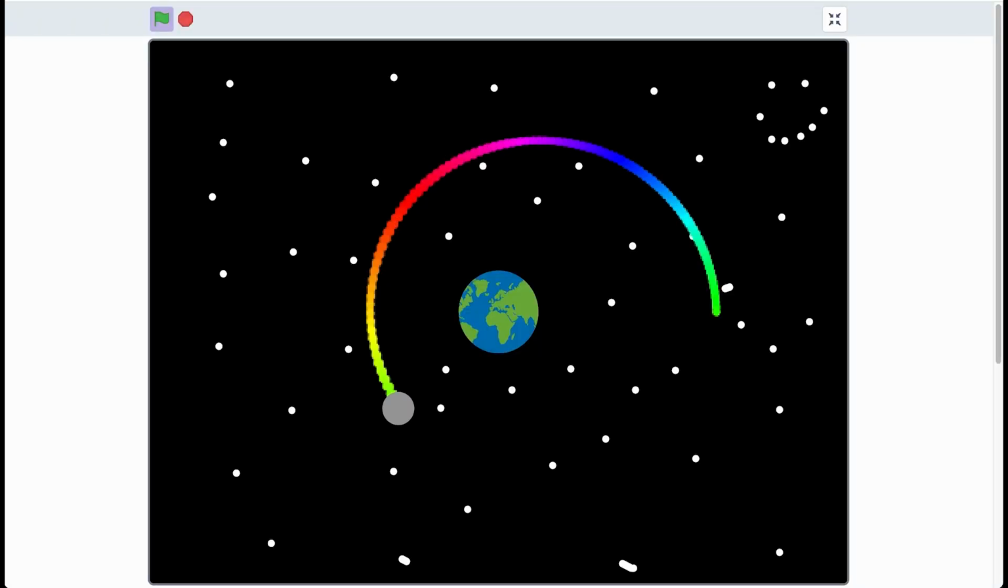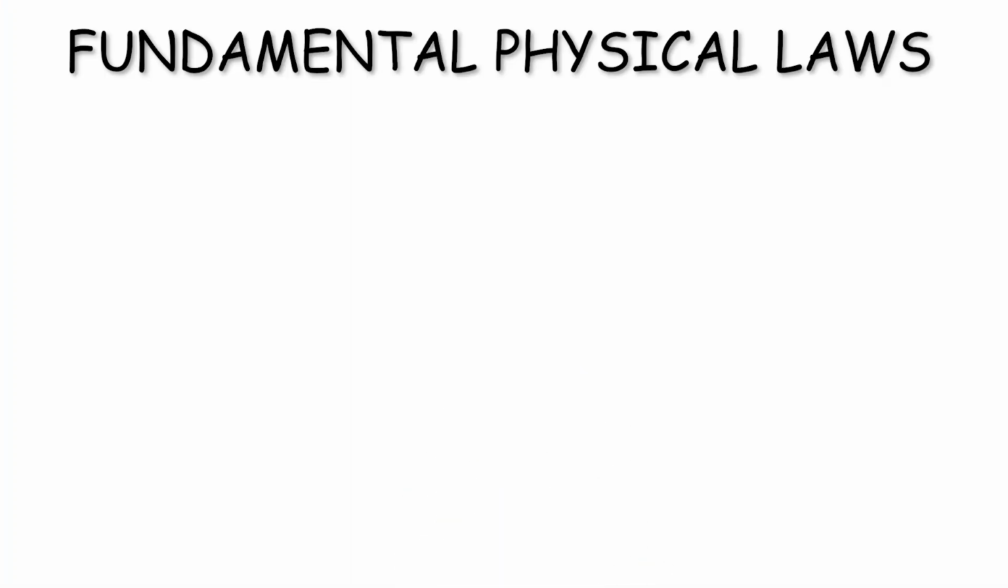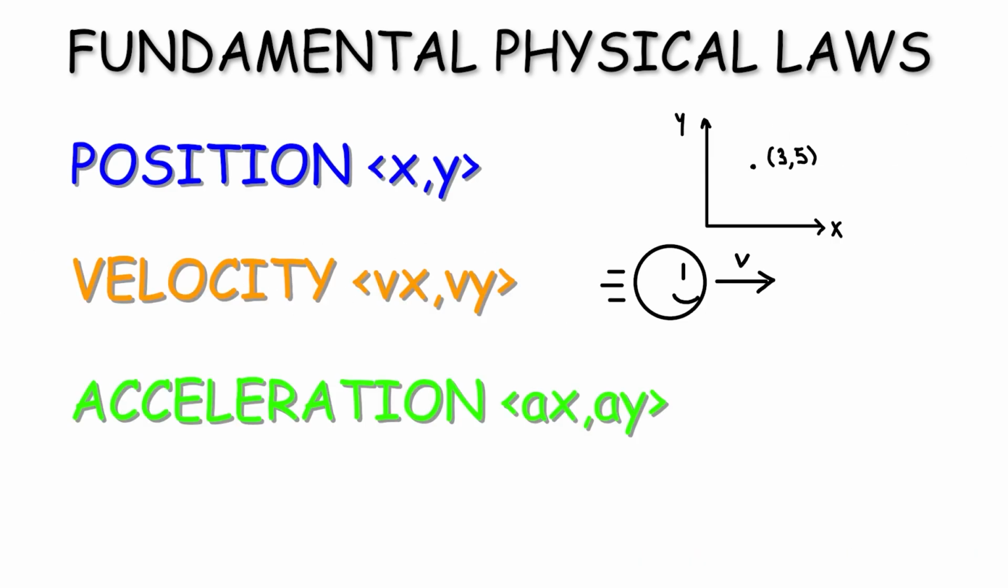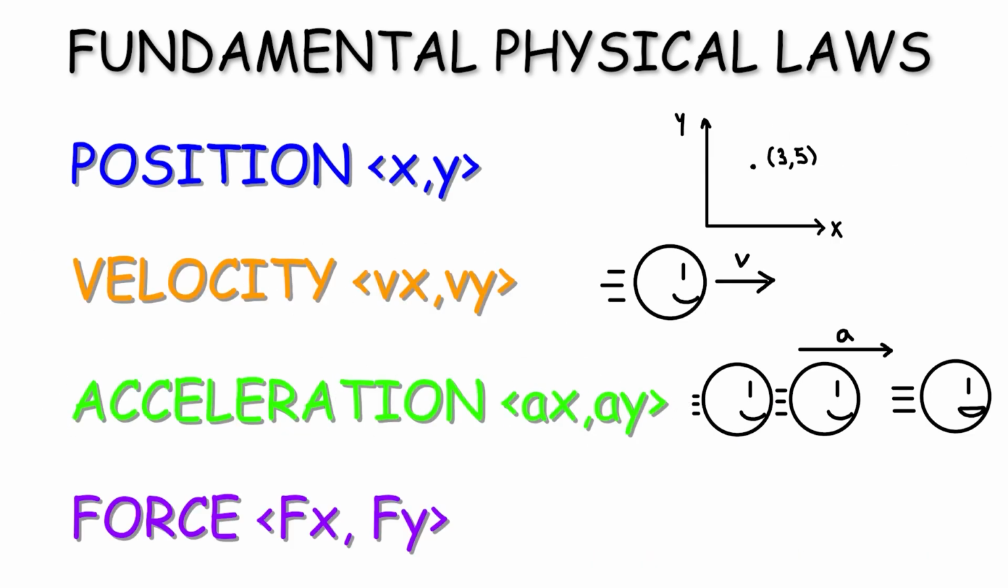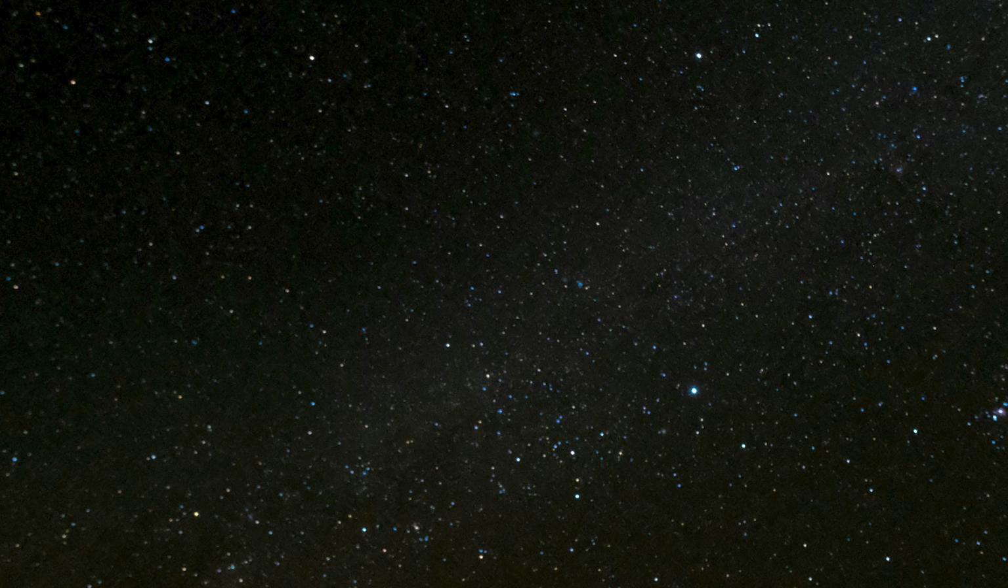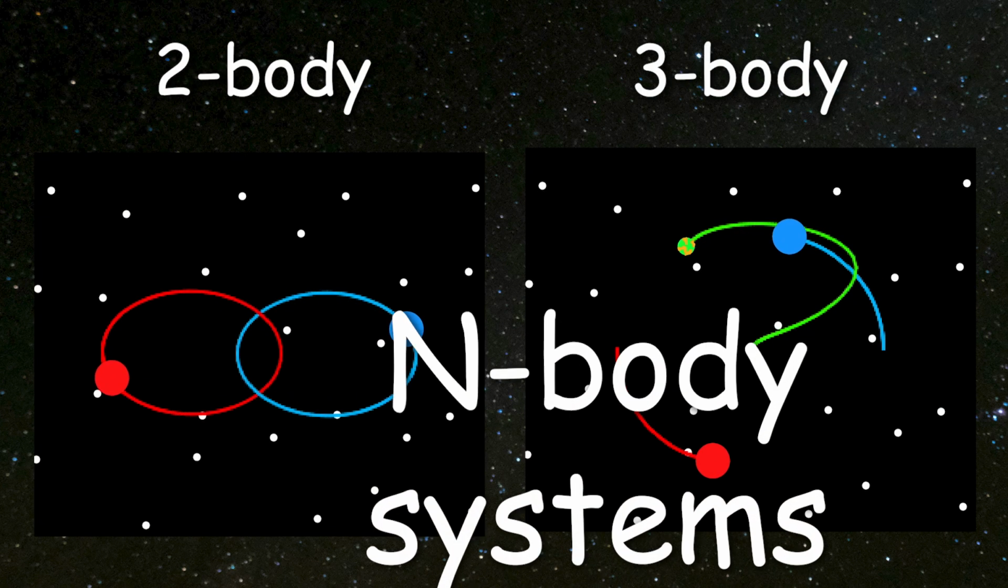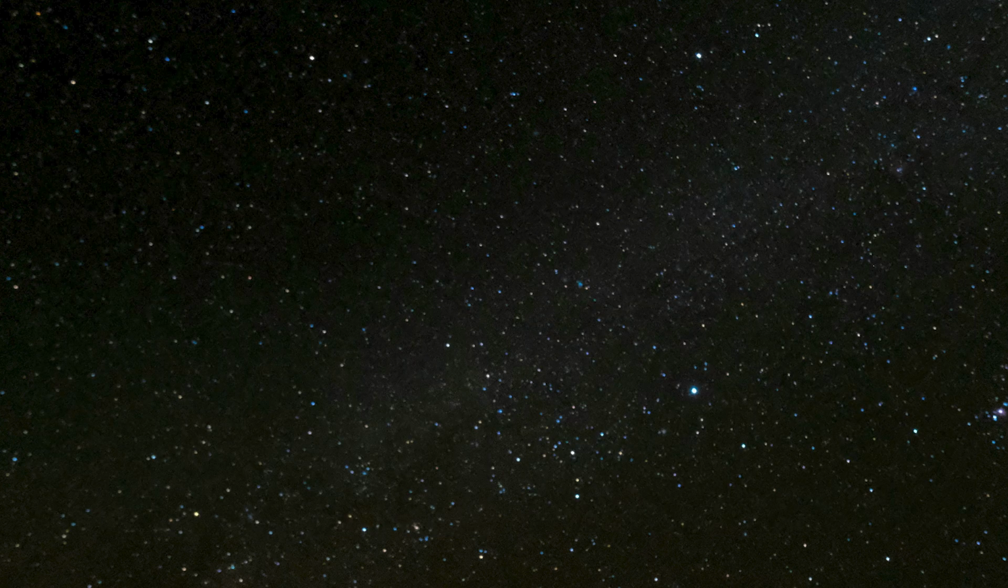Anyways, remember in the last video, we designed a way to simulate orbital motion in Scratch, utilizing fundamental physics principles like position, velocity, acceleration, and gravitational force. Today, we're going to be expanding upon that project to simulate 2-body, 3-body, and even n-body systems. Let's first talk about how we're going to approach this project.